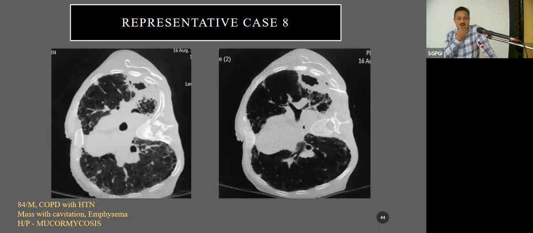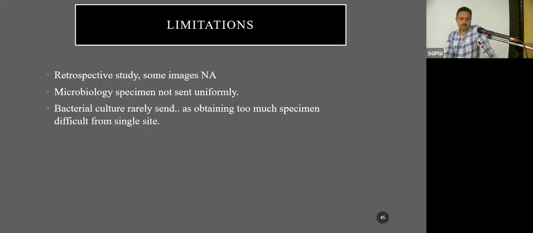This is the last case, and he was an 84-year-old male. He had COPD with hypertension, and in the CT we can see there was a large mass-like lesion with an irregular inner cavity wall. There was a cavitation with irregular wall. He also had a lot of emphysema. So we thought probably this is some malignancy, and biopsy was done, but this case turned out to be mucormycosis. So these were the representative cases.